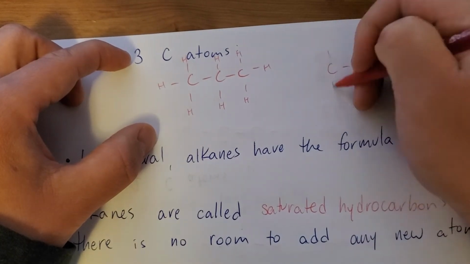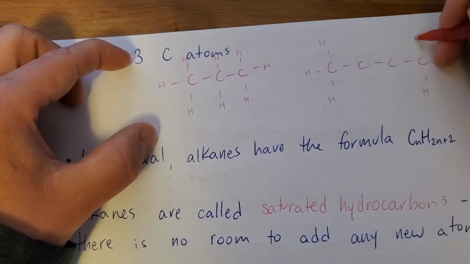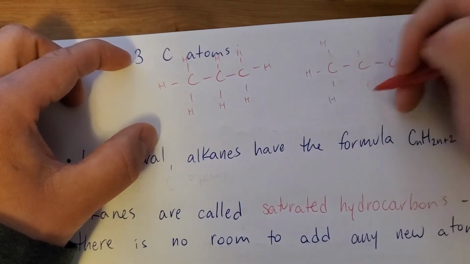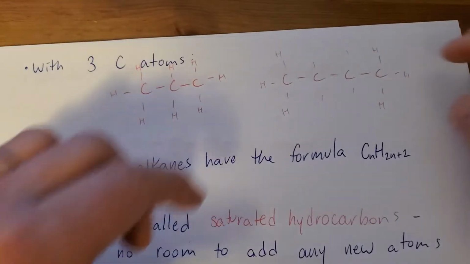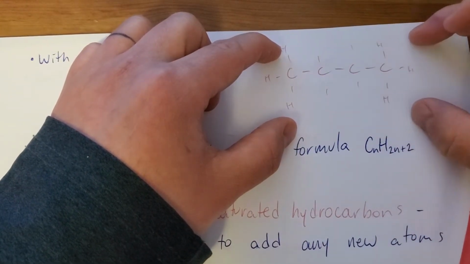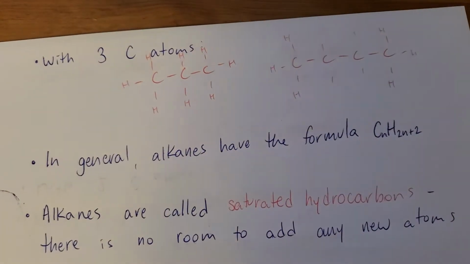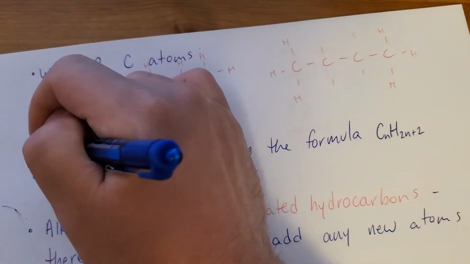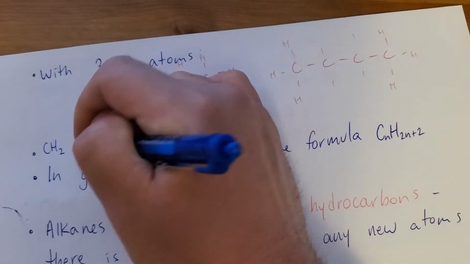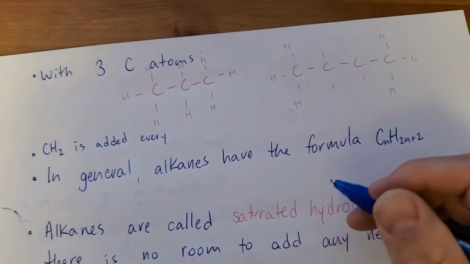The ones on the end get 3 hydrogens, right? And the ones in the middle only get 2. So that would be butane. Stretched out more, you get an extra CH2. That would be pentane, and so on. I didn't actually write this down, but I can. CH2 is added every time you add a carbon.